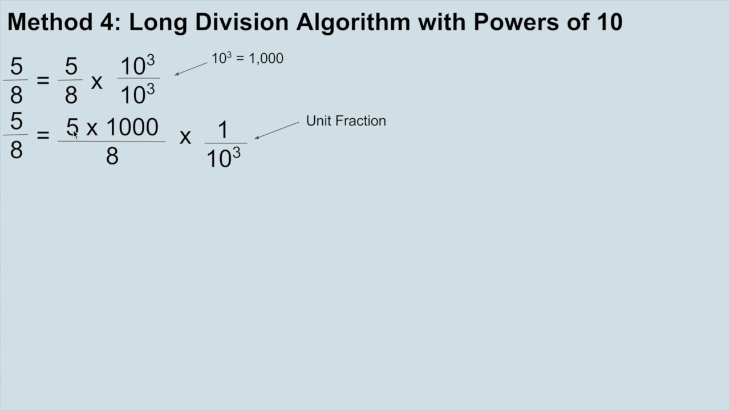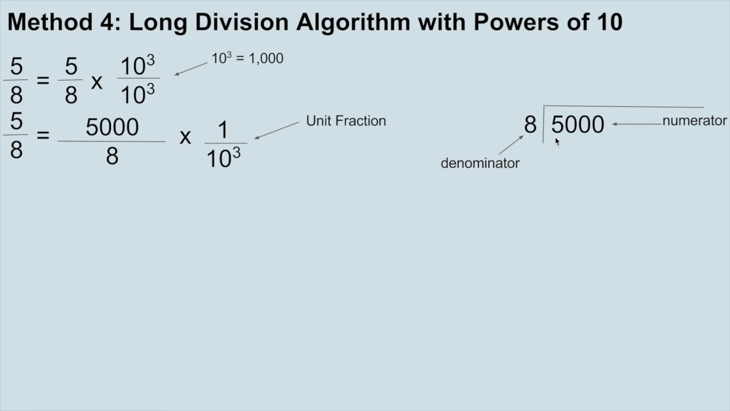Well, now that we have 5 times 1,000, we're going to go ahead and multiply that out, and it's going to become 5,000 over 8. And then we're going to do our long division just a little bit like we did before. So 5 goes into 56 times, and that 6 represents 600. 600 times 8 is 4,800. Then we subtract and have 200 remaining.